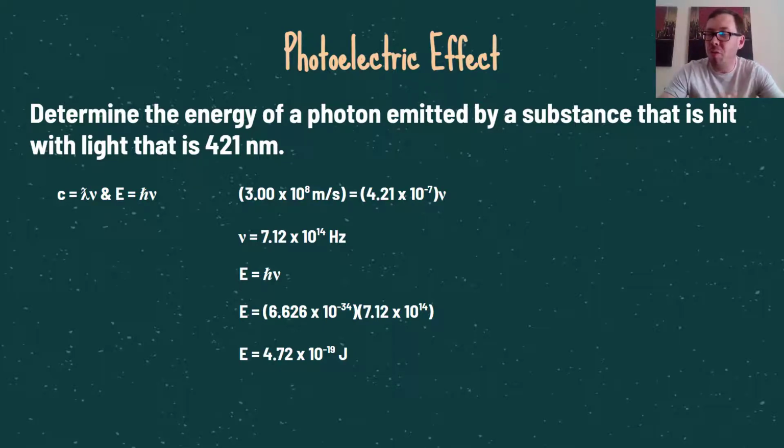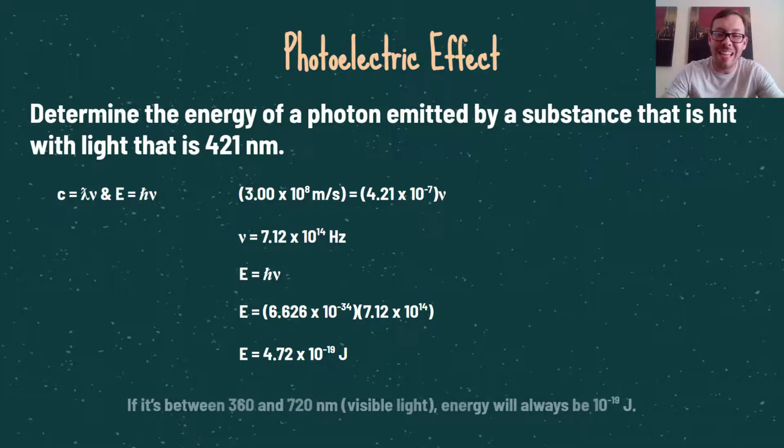One way to go through multiple choice questions relatively quickly is that if it is in between 360 and 720 nanometers, which is essentially your visible light spectrum, your energy is always going to be something times 10 to the negative 19th. So it's pretty easy to look at some multiple choice questions and solve those relatively easily if we have that bit of information.